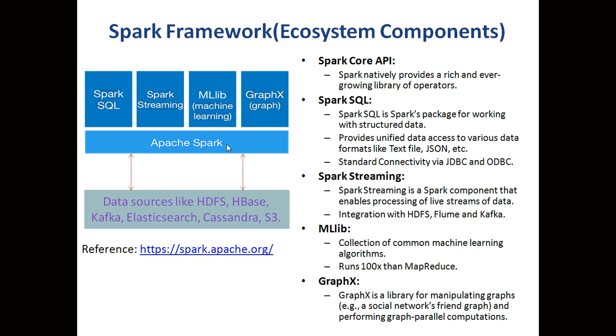So let me describe each component, what it is and what it can do for us. The Spark core API contains a set of operators so that you can do computation. In Spark, as mentioned in the agenda slide, we have one abstraction called RDD, Resilient Distributed Dataset. We'll see more about RDD in the coming slides.